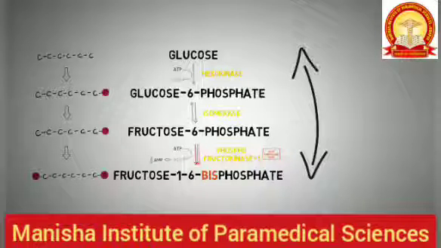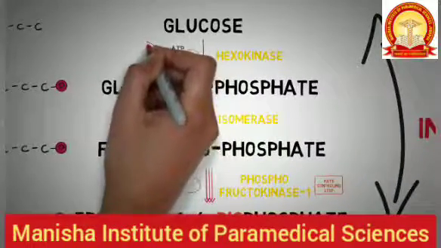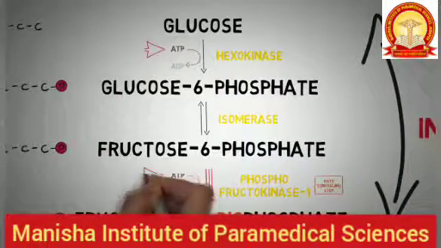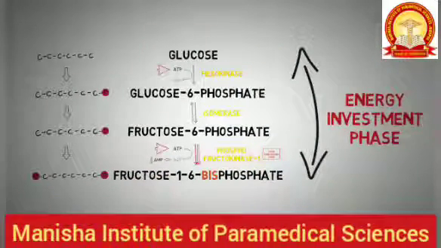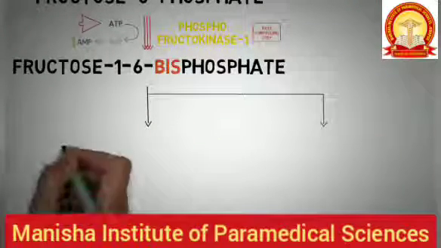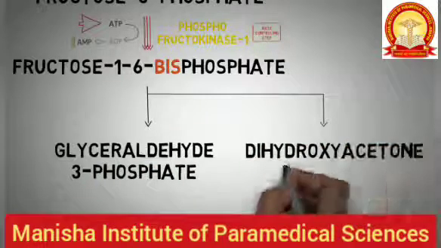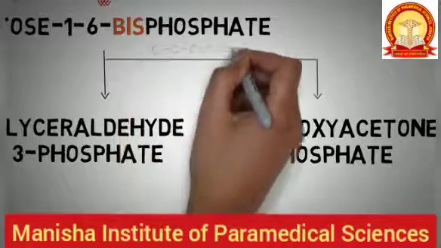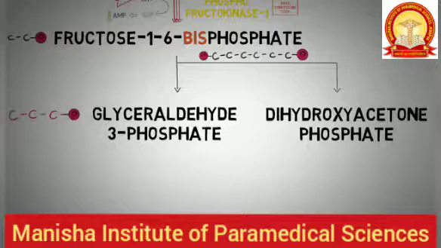This phase of glycolysis is known as the energy investment phase because up till now we have just used energy in the form of adding 2 ATPs, here and here. After this begins the energy generation phase, where we actually produce energy in glycolysis. This second stage of glycolysis begins with the splitting of fructose 1,6-bisphosphate into glyceraldehyde 3-phosphate and dihydroxyacetone phosphate. So a 6-carbon fructose is split into 2 molecules which have 3 carbons each.